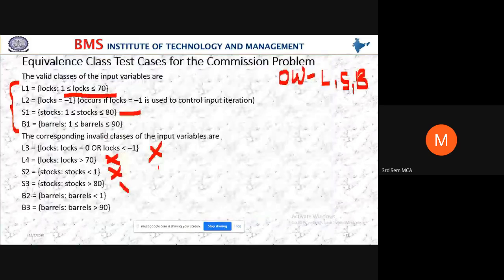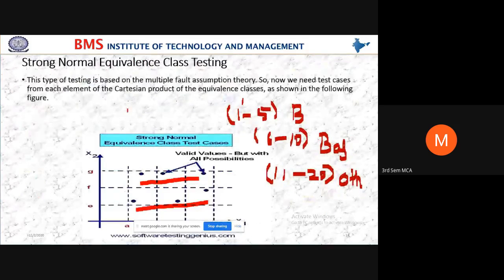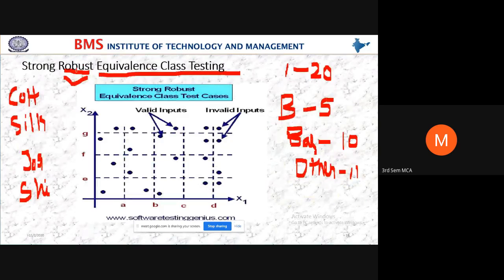Yes, here we have checked, we have seen now. Yes, students, it is for everybody. Here in strong robust equivalence class testing, when you say strong, it means multiple checking. Why has the word strong come? Because we are doing multiple checking. And robust means invalid, out of range values we are checking. So here multiple values we are checking, and out of range values we are checking. Yes, understood all of you?